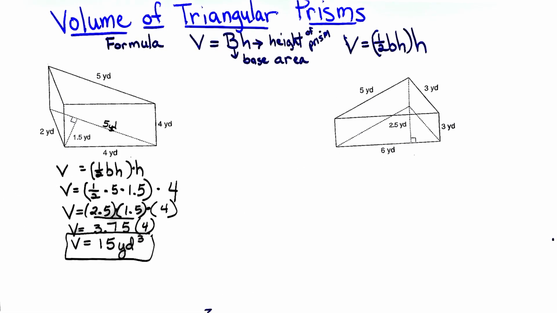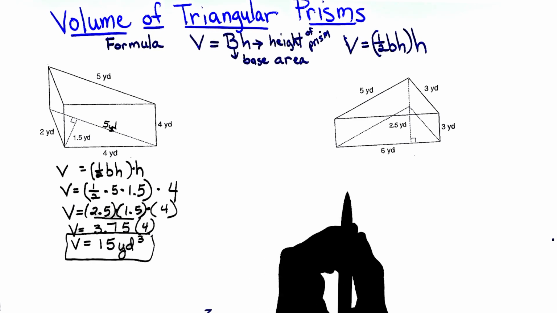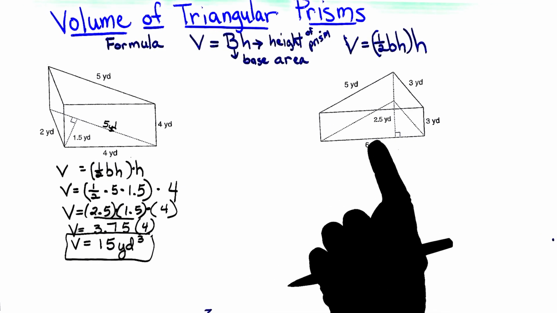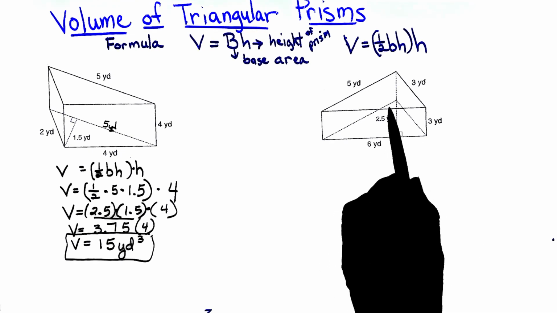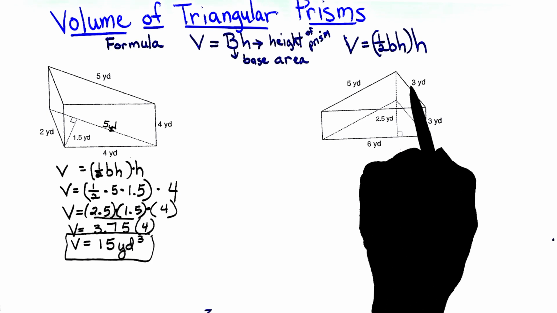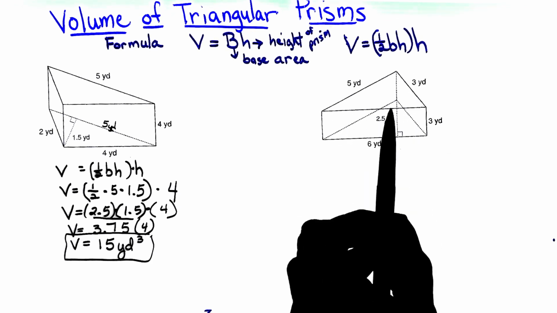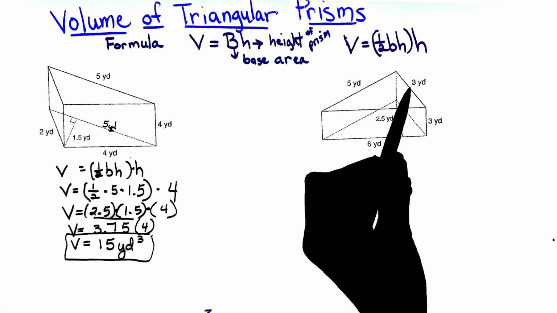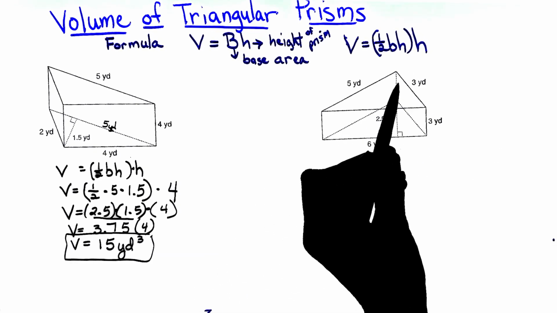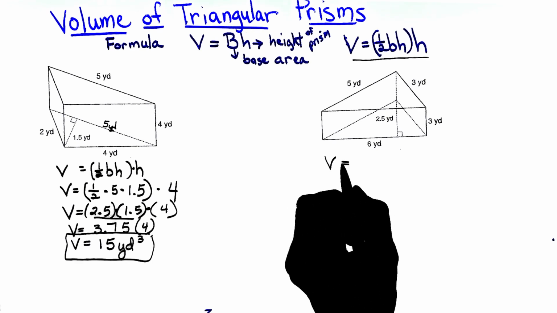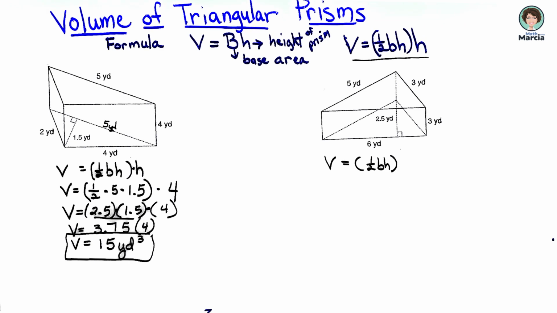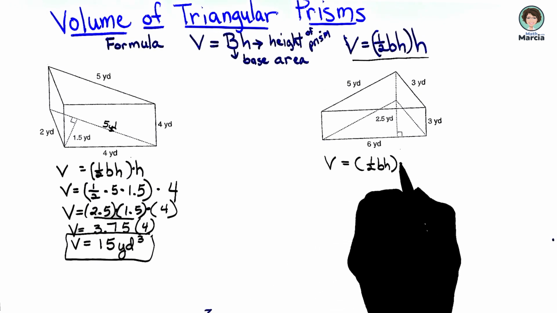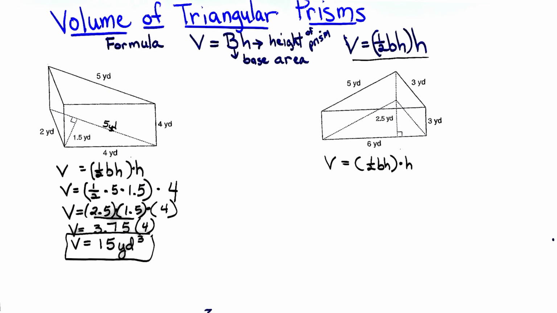All right, let's look at the second problem that we have here. I'm going to just move it over here a little bit. I'm looking at it and I see I have a triangle base and a triangle base at the top. So there's my triangular prism. I am going to go ahead and use this formula that is right here because it's going to be the easiest. So the volume is equal to 1/2 the base times the height. That's the area of the triangle times the height of the actual prism.